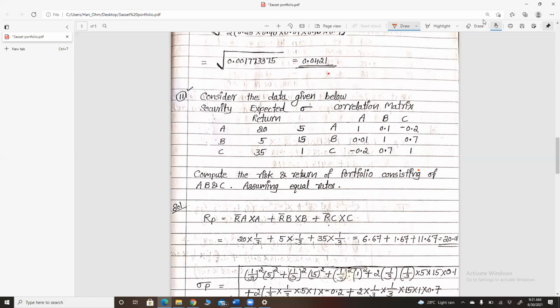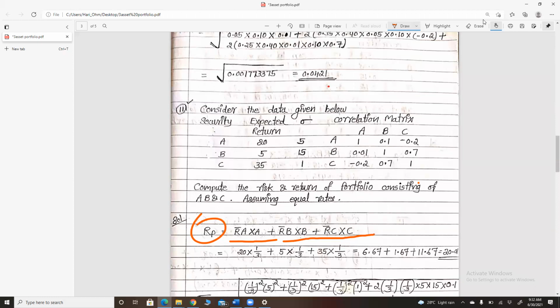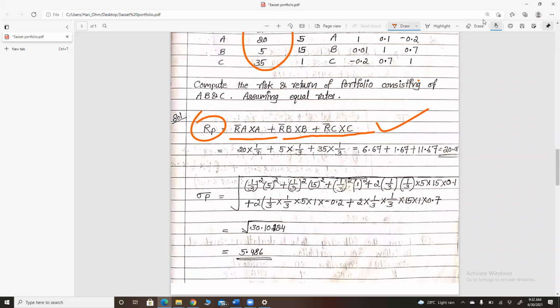Here, you need to calculate the risk and return of the portfolio. First, you need to calculate portfolio return. That is, RP is equal to R bar A into XA plus R bar B into XB plus R bar C into XC. In this particular question, expected return is already given, so you need not calculate expected return. You can directly calculate portfolio return.